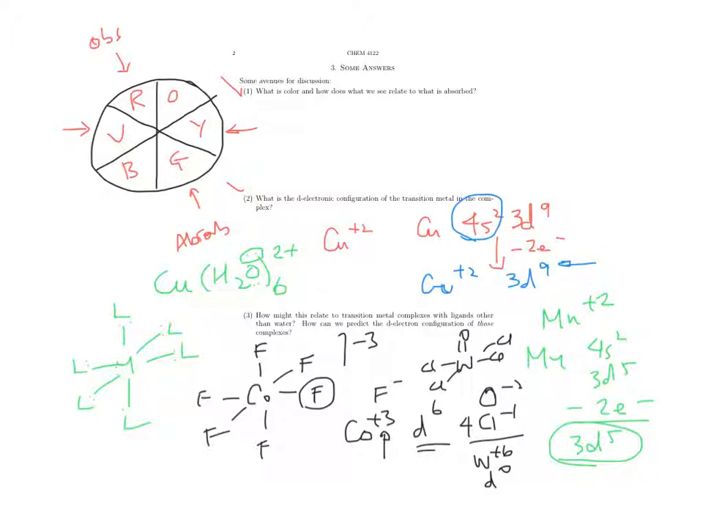So that's electron configurations, at least d electron configurations, in a nutshell. You figure out the charge of the metal ion. You subtract the correct number of electrons from the total valence electrons to find out how many d electrons remain.